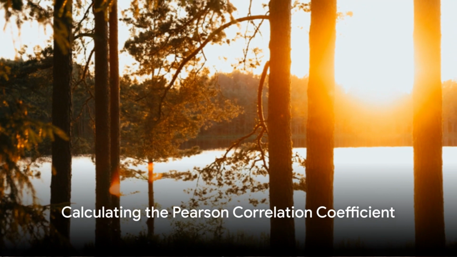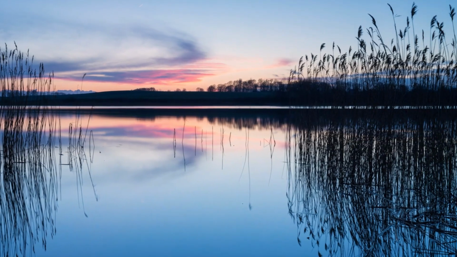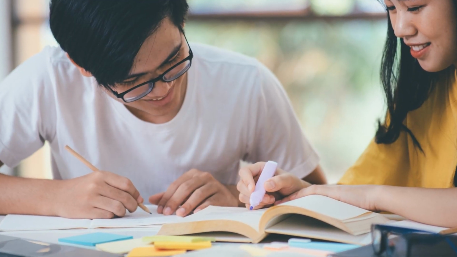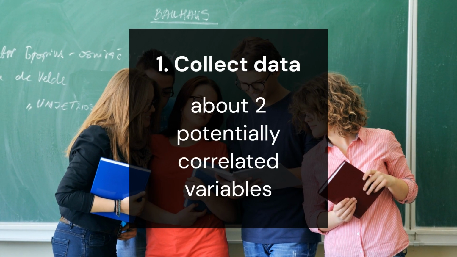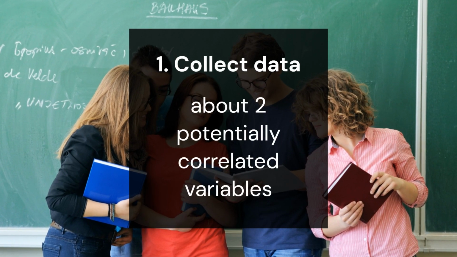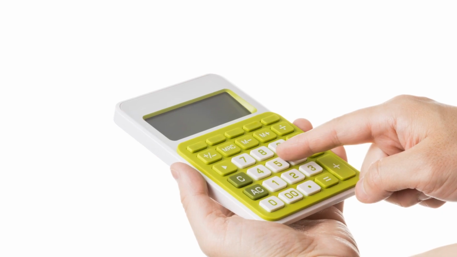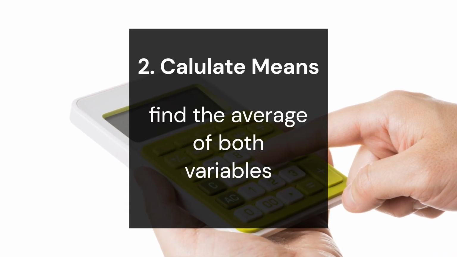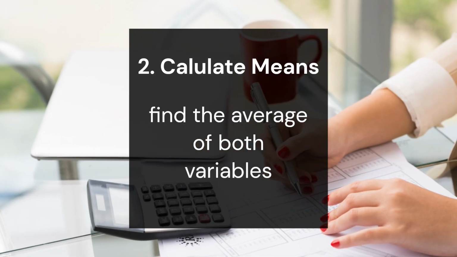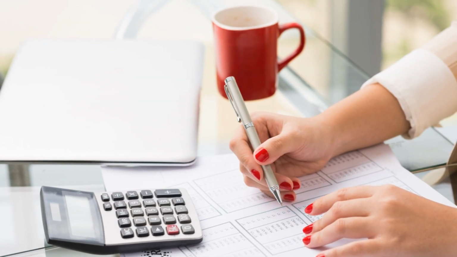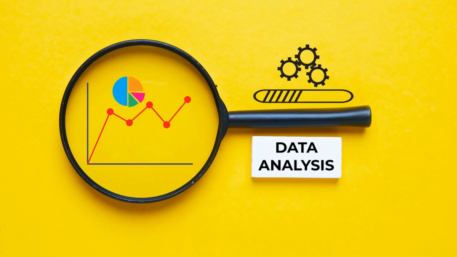Calculating R might seem daunting at first, but with a step-by-step approach, it becomes quite manageable. Let's dive into it. First things first, we need to collect our data. This data should represent two variables that we suspect might be related. For instance, let's consider the relationship between hours spent studying and test scores. Next, we calculate the mean, that's the average, for both of these variables. Simply add up all the values and then divide by the total number of values. For example, if we had 5 test scores, we'd add them all up and then divide by 5.